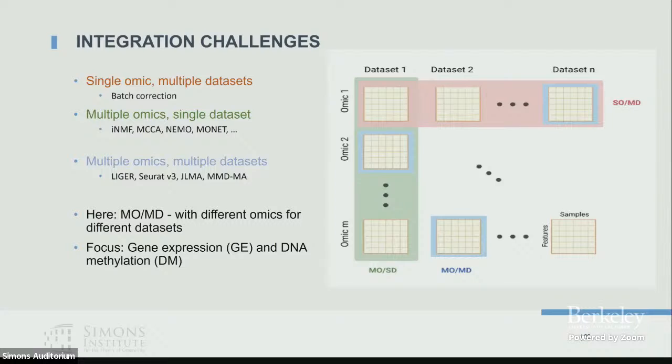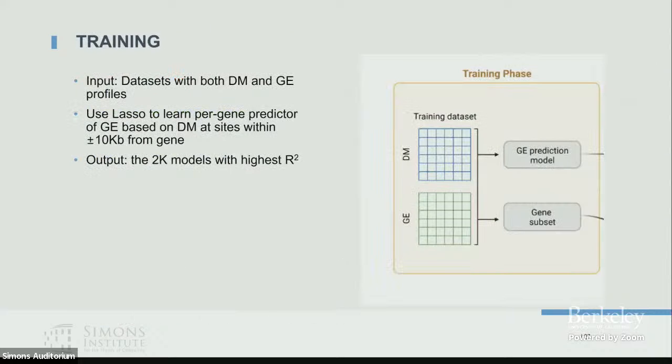And specifically, what we will focus on here is the situation where we have gene expression and DNA methylation, but we will assume that the DNA methylation and gene expression are on different data sets. So on one data set we have gene expression, on another data set we have DNA methylation, and we wish to integrate them. So here is how we do it.